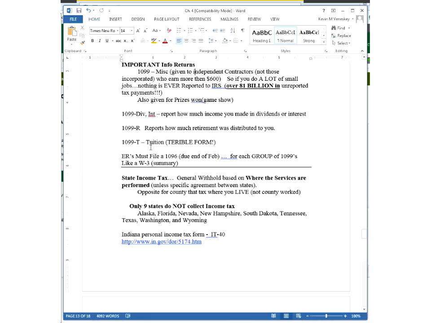1099-T is the tuition form. It shows how much you were either paid or were billed. It's not a good form. Hopefully that will be revised in the near future. I've had discussions with the IRS about this, and they know that it's not good, at least the individual I talked with, and they hope that that will be adjusted soon. The ones that Ivy Tech sends out, we can't use them. We have to actually go in and look at each student's bill and see how much they were billed and when they were billed, just because this form is no good.